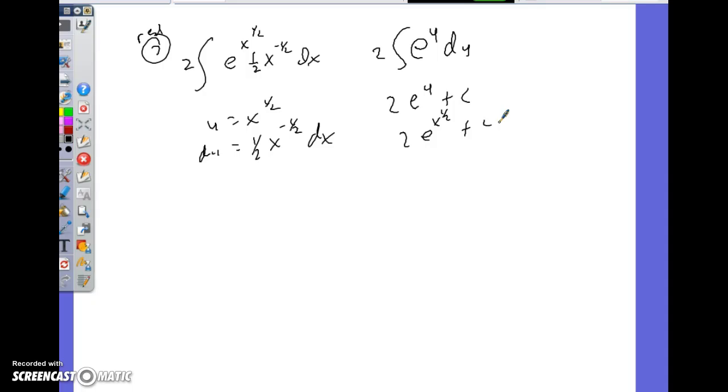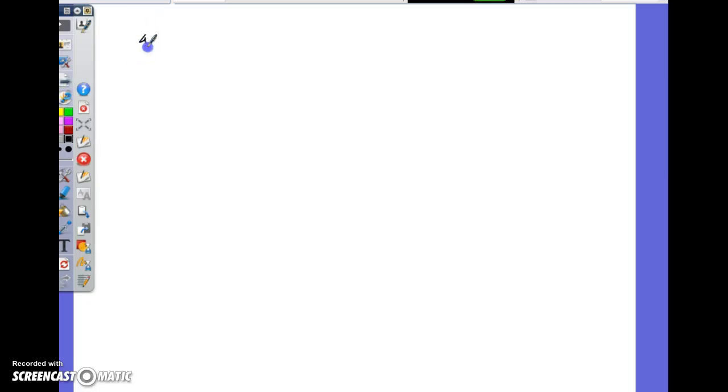12. Green 12. Oh, this one. All right, green 12.